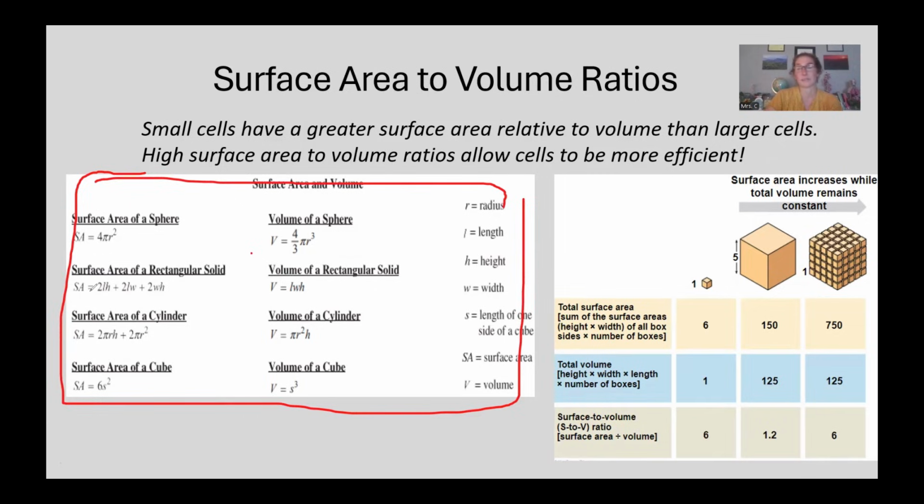If given the specific shape of the cell, what you would do is find the surface area of the cell or the shape, and then divide surface area by volume to get that ratio. This is a good example showing that the smaller cell has a surface area to volume ratio of 6 versus the larger cube, having a surface area to volume ratio of only 1.2. So smaller, better, smaller, better.